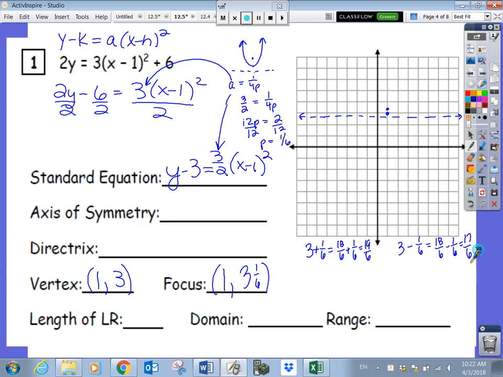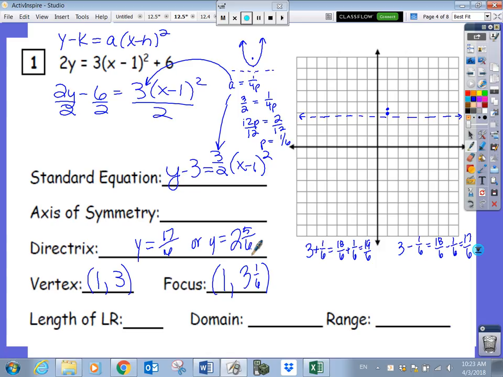But the directrix is a line. So we have to say y equals 17/6, or y equals 2 and 5/6, either one. They're the exact same number. It doesn't matter to me, whichever one makes more sense to you, whichever one's easier for you, the mixed number or the improper fraction. But you have to say y equals, or if it's a vertical line, x equals.